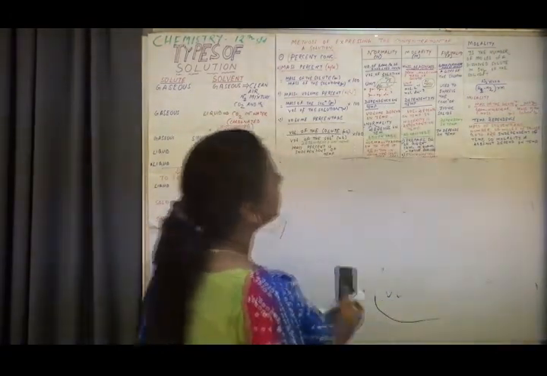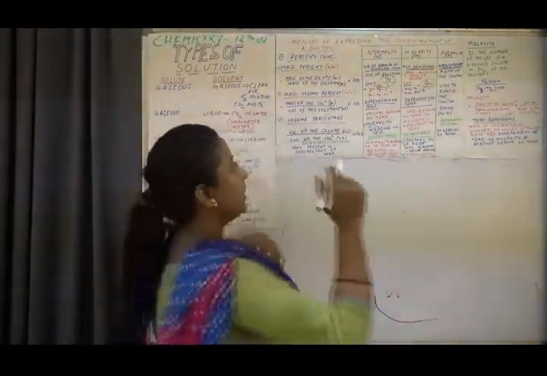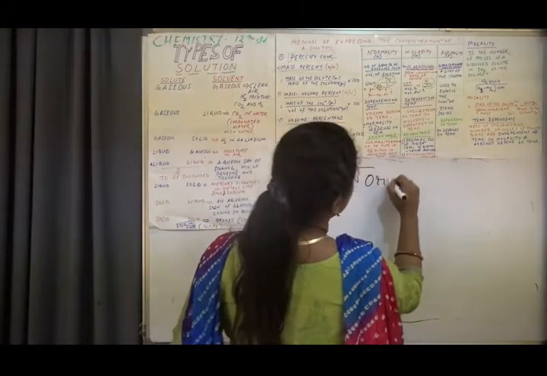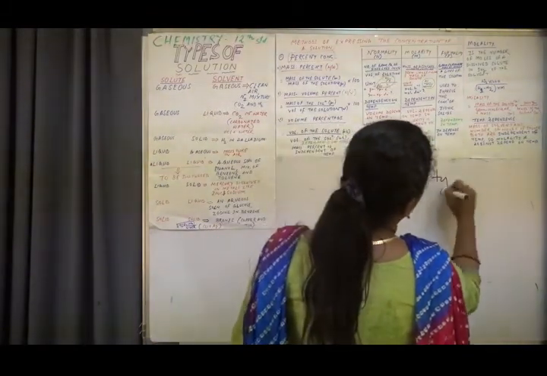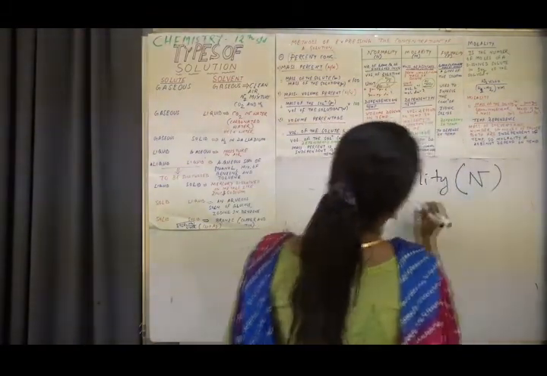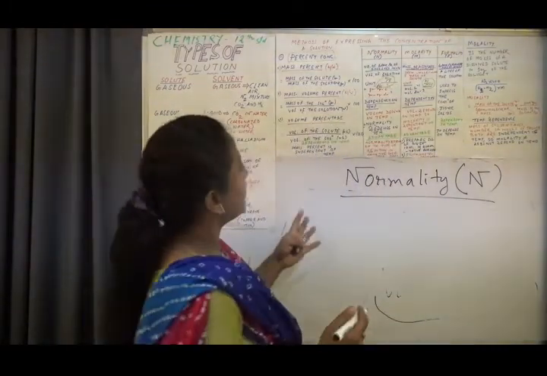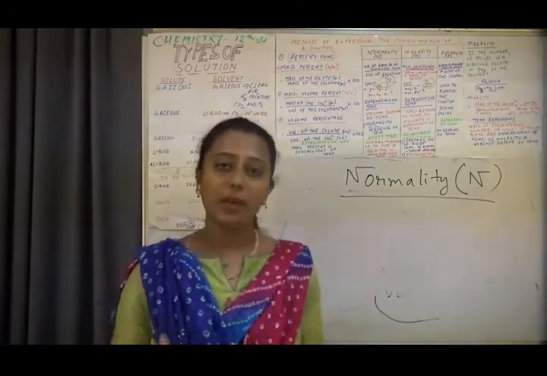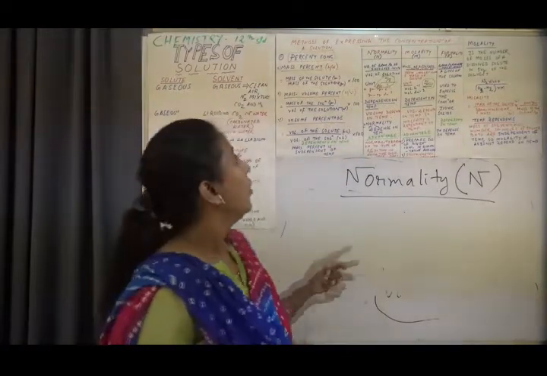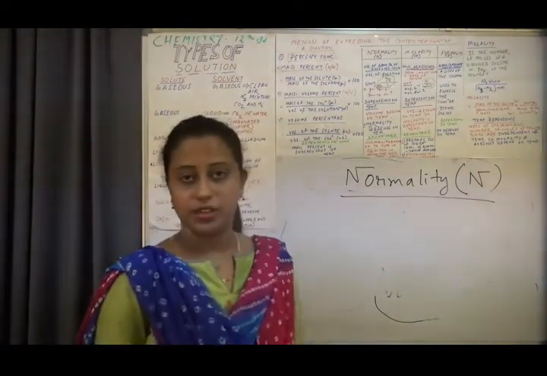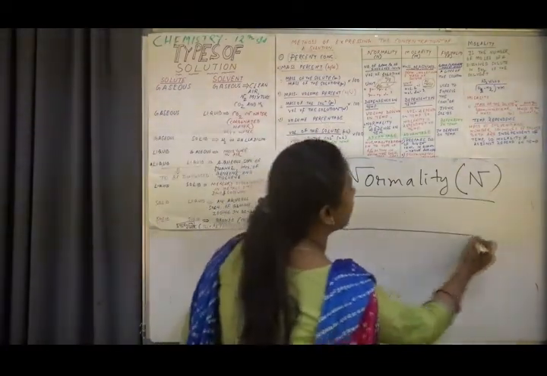What happens in normality? What do you mean by normality? This is a new term. It is denoted by capital N. Normality means the number of gram equivalents dissolved in 1 volume of a solution. That is the number of gram equivalents.